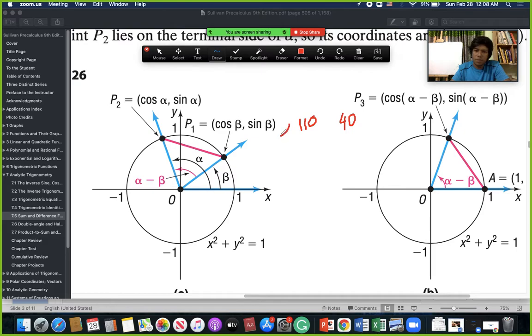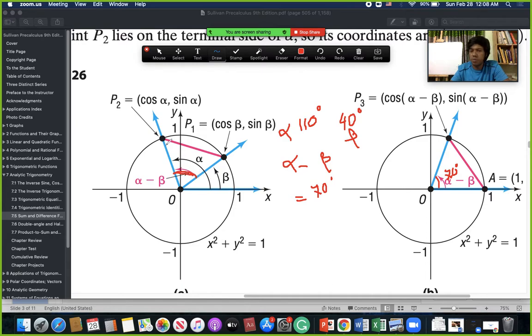This is alpha and this is beta. So this is 110 degrees, this is 40 degrees. If we subtract 110 and 40, then we get alpha minus beta. So 110 minus 40 is actually 70 degrees. This 70 degrees is the new angle here. And actually this 70 degrees will be this angle also.